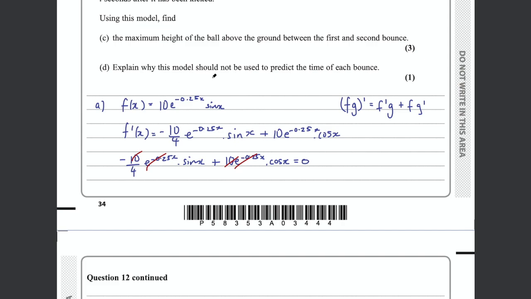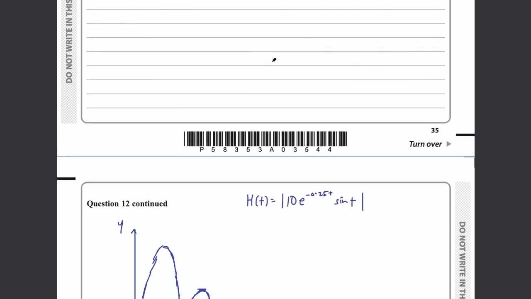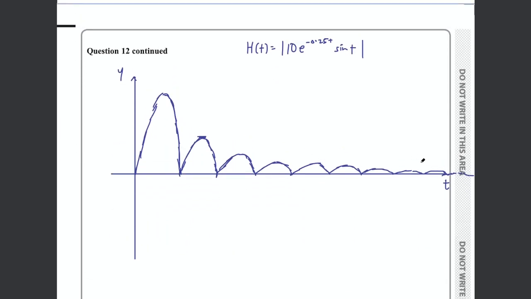Part D says, explain why this model should not be used to predict the time of each bounce. The time of each bounce. Okay, so I kind of alluded to this when I was sketching this graph.